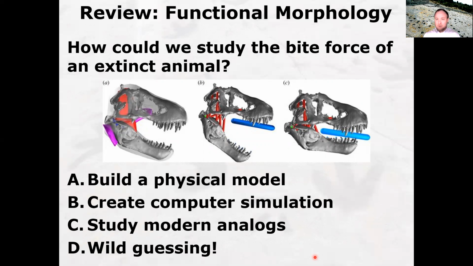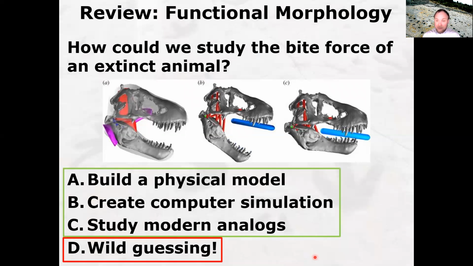I would say that any of the first three, so it's kind of a trick question, any of the first three would work. So you could build a physical model. You could actually take a T-Rex skull, mount it onto some kind of machine to actually crunch down and just see what the jaw was capable of before it would break. So there is a limit to the strength that it possibly could be. So you could actually build a physical working chomping T-Rex jaw or something like it. You could create it in a computer simulation, build up the musculature and simulate the bite force in a computer program. Or you can study modern analogs.